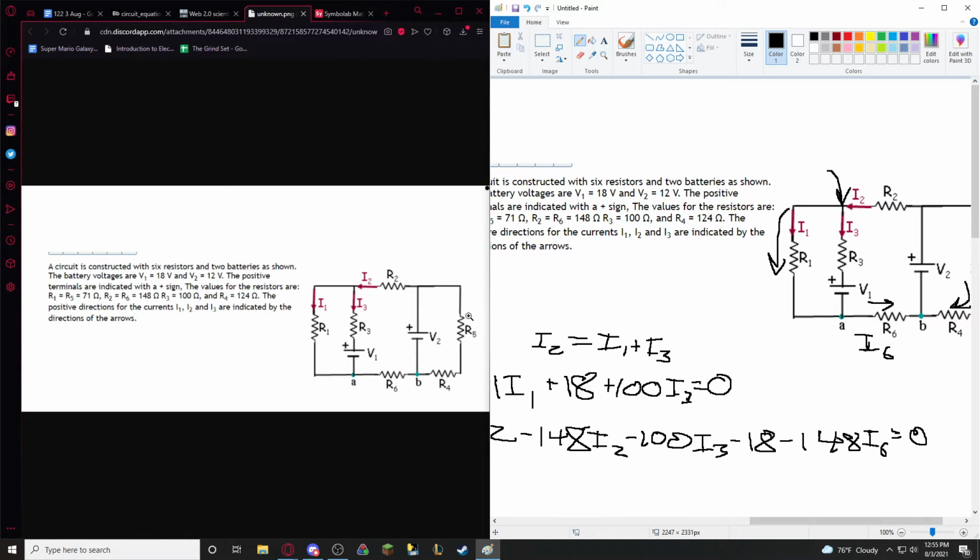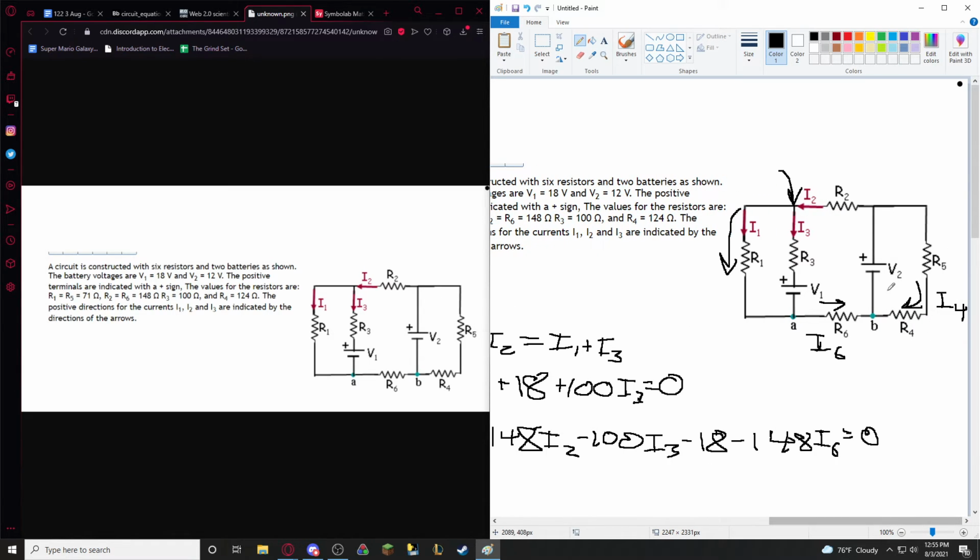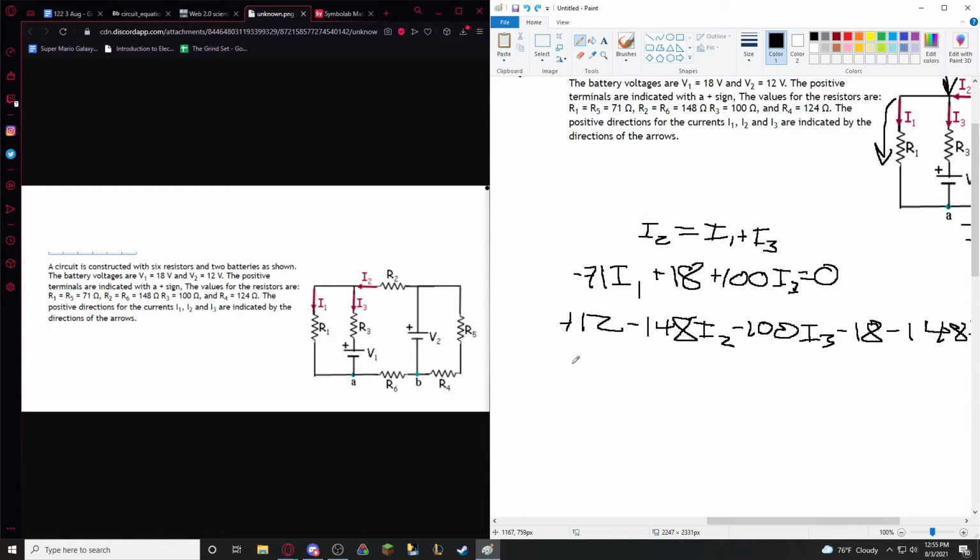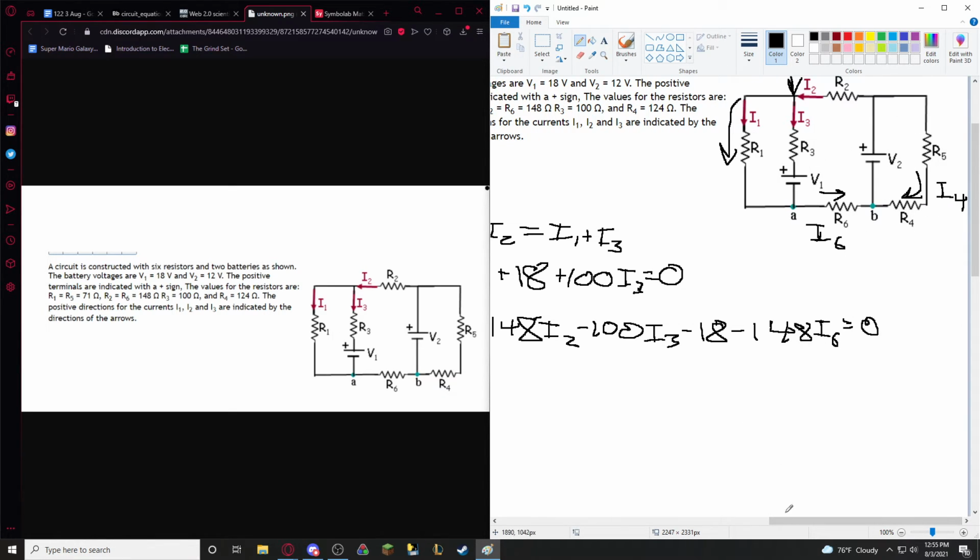So let's keep with the current track record. Let's go around this loop here. So once again, it's going to be plus 12 volts minus.